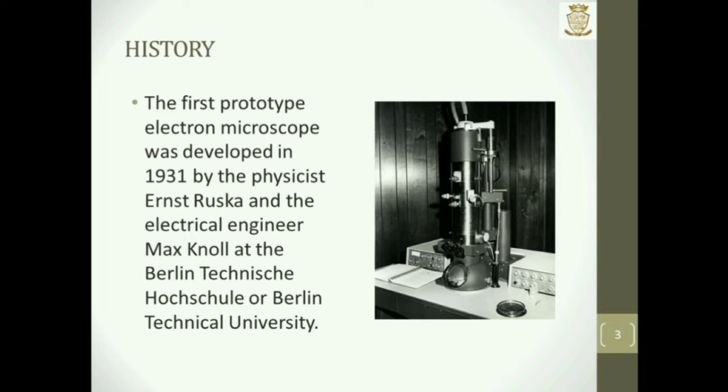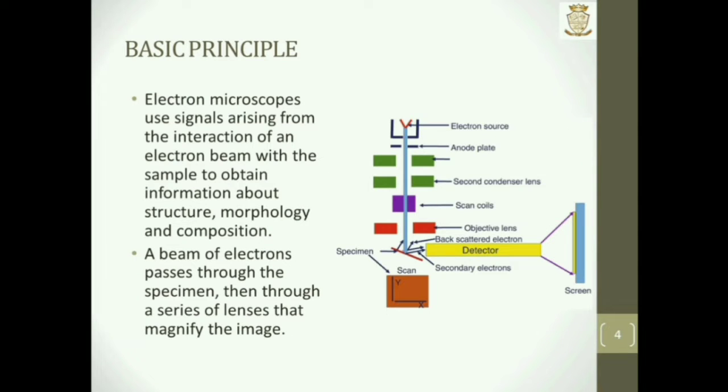History of electron microscope. The first electron microscope was developed in 1931 by Ernest Ruska and Max Knoll. Basic principle of electron microscope. Electron microscopes use signals arising from the interaction of an electron beam with the sample to obtain information about structure, morphology and composition. A beam of electrons passes through the specimen, then through a series of lenses that magnify the image.